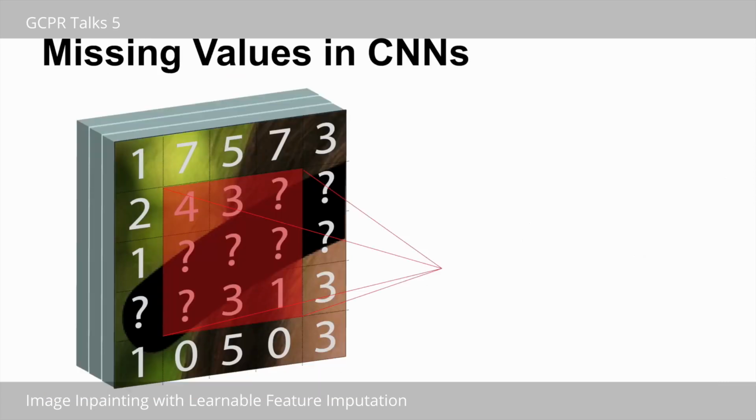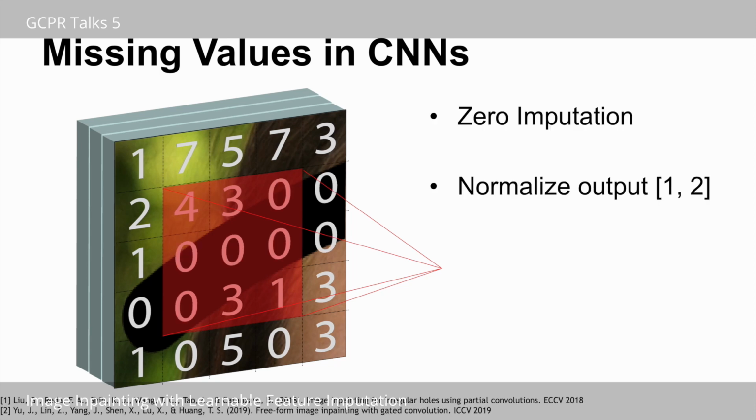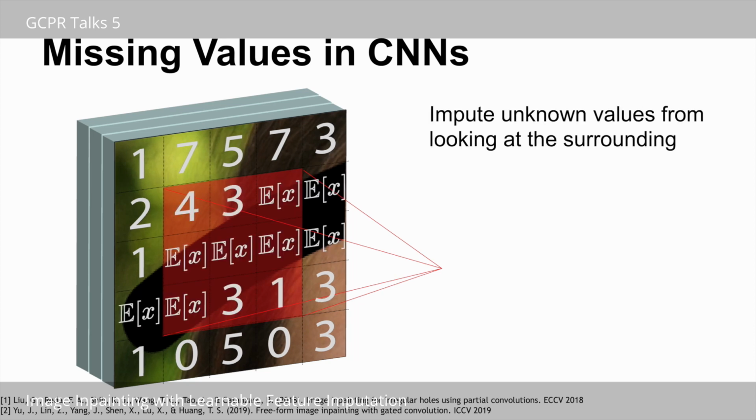We propose a new method to handle missing values in image inpainting. Applying a convolution on top of a region with missing values is primarily undefined. The standard way of handling this is with zero imputation, or normalizing the output. Instead, we propose to replace missing values with the expected value determined by spatially close pixels.